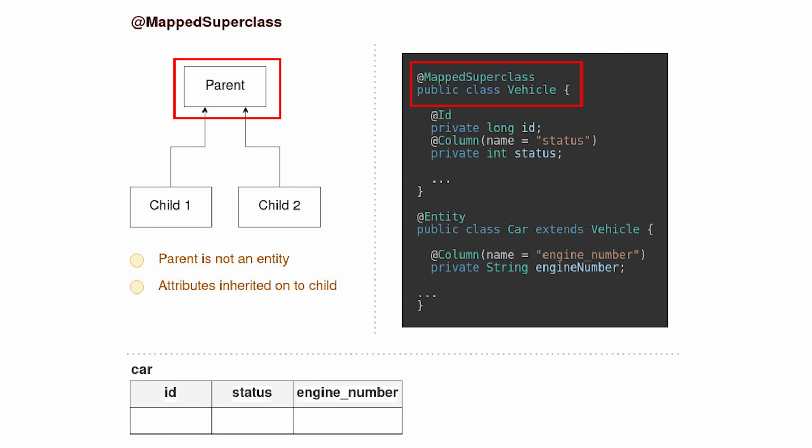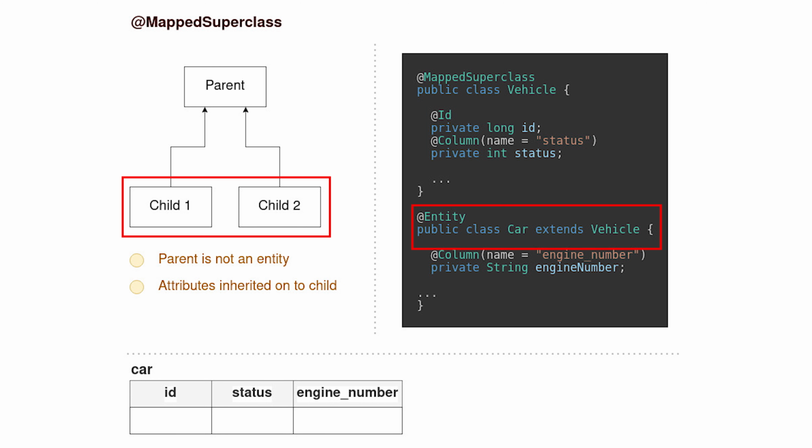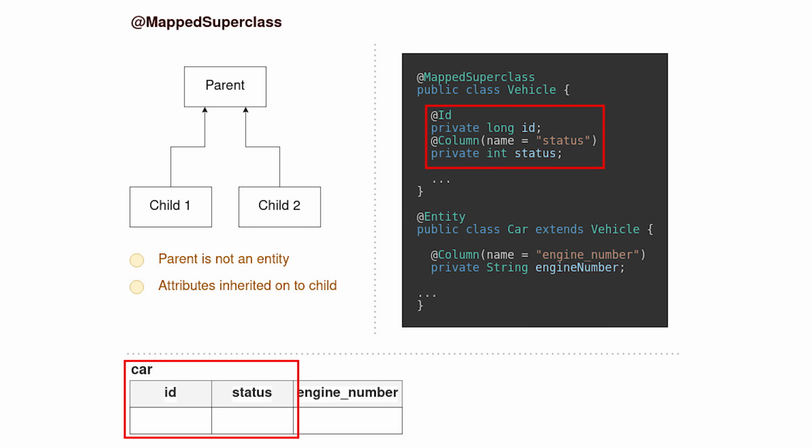First one is to use a @MappedSuperclass annotated superclass with a defined set of common fields, and the parent should not be an entity here, and the child entities will inherit all the properties onto them. As in this example, ID and status are defined on the superclass, which are eventually inherited and created on the car table on the database. So this is a perfect fit for my requirement. However, let's discuss other approaches also.